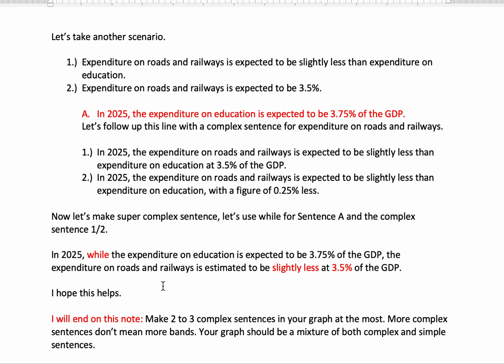I hope this helps. I will end on this note. Make two to three complex sentences in your graph at the most. More complex sentences don't mean more bands. Your graph should be a mixture of both complex and simple sentences. Don't think you have to make every sentence complex to score high. Just two or three complex sentences in the whole graph will do the trick. Don't worry about more than that. Just practice these sentences and try to apply them in your graphs, and you are done with your complex sentences.